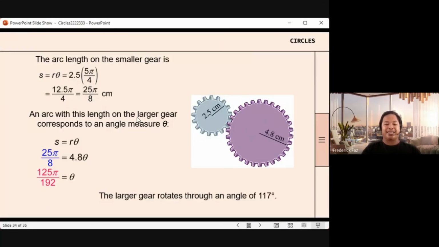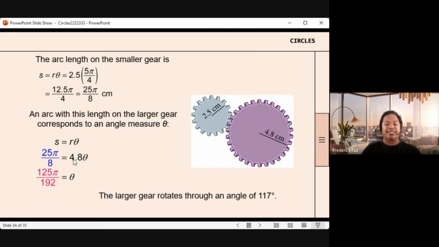So an arc with this length on the larger gear corresponds to an angle measure theta. So yung arc length ng buong smaller gear is equal to 25 pi over 8, which is equal to 4.8 theta. Ang radius po ng larger gear is 4.8, and we need to determine the measure of the angle po na kailangan pong i-rotate ng larger gear. So 25 over 8, nag-cross multiply, 8 times 4.8. So ang ating naging sagot is 125 pi over 192.